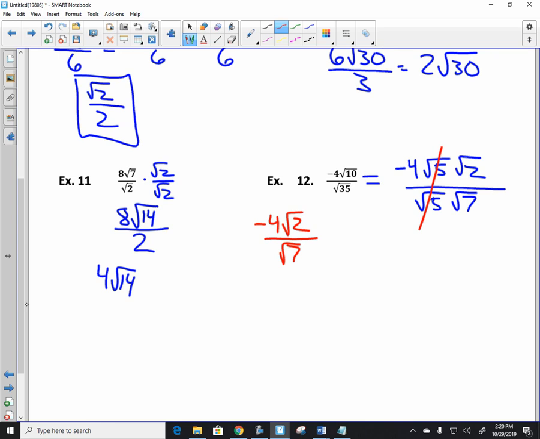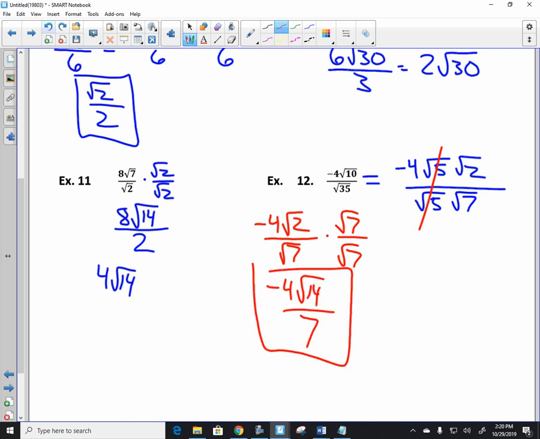Well, that's a lot easier to deal with. Now instead of dealing with the square root of 350, I'm just going to deal with the square root of 14. So multiply by the square root of 7. So I get -4 roots of 14 over 7. And that's it. So notice how if you remove the square root first, that's a good deal.